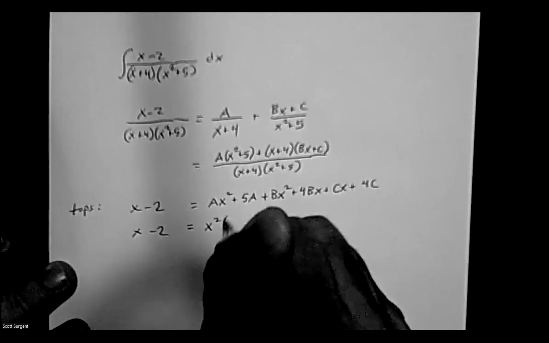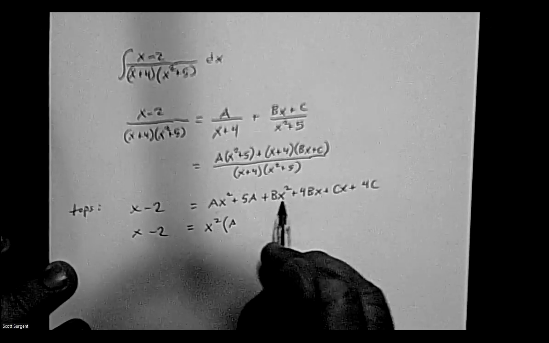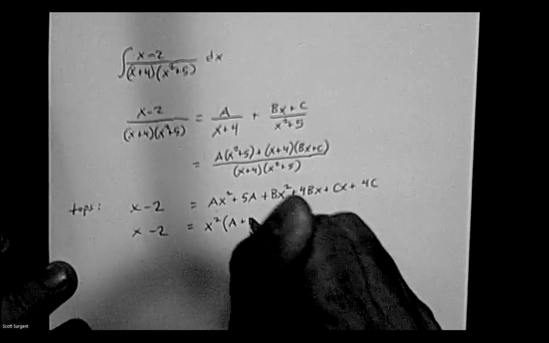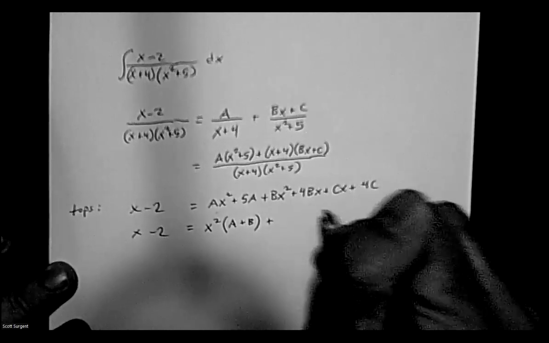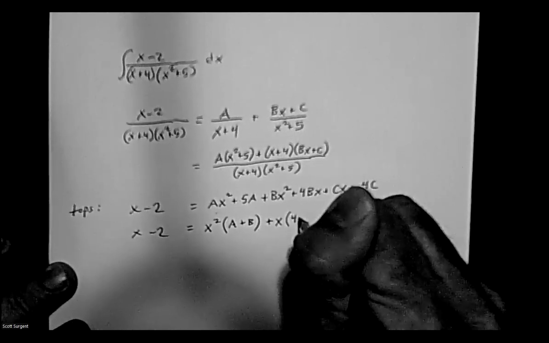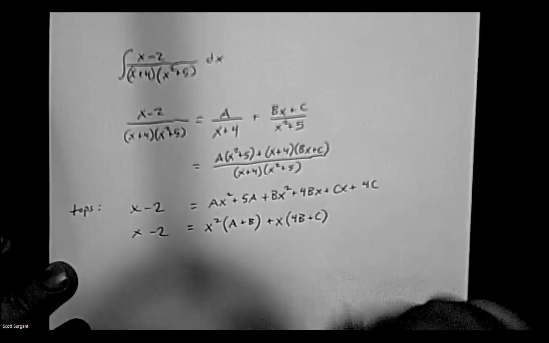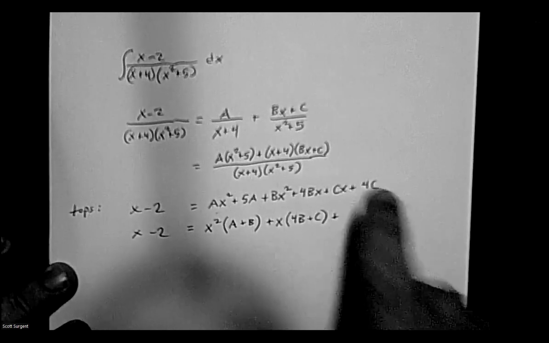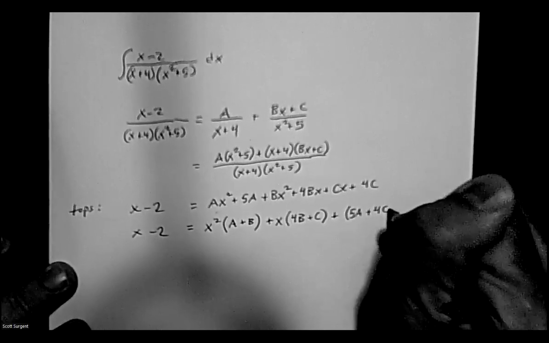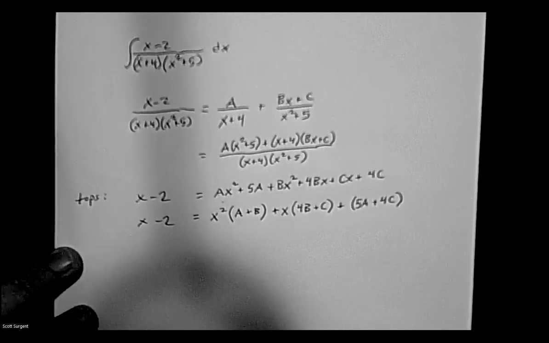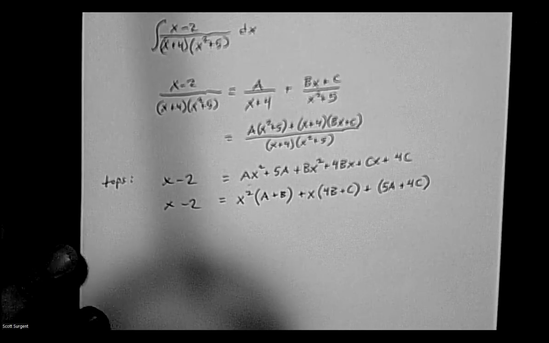And then I'm going to do one more quick reordering here. I'm going to order by powers of x. So I have ax squared and bx squared, so that's going to be a plus b. My x's, I have these two guys right here, 4b plus c. And then for my constants, I just have 5a and 4c. And again, I'll pause. Any questions on how I got to there?